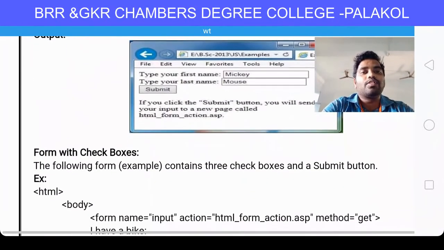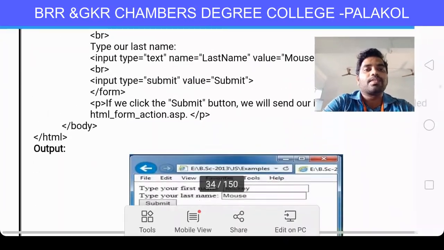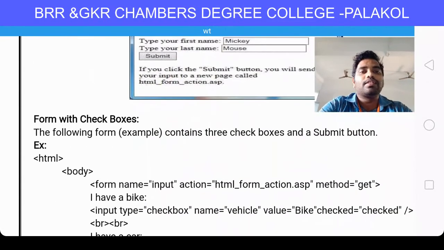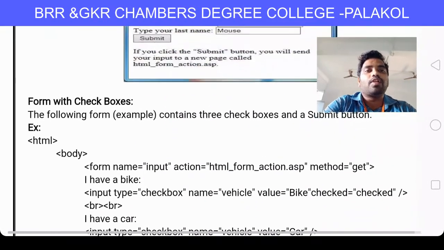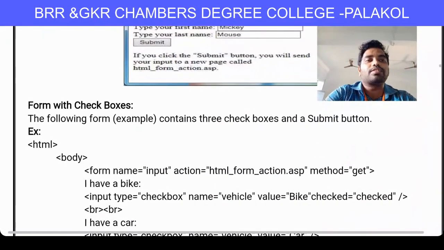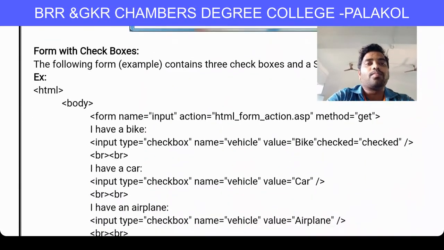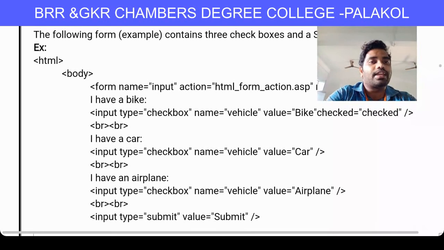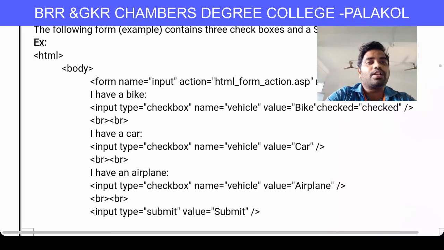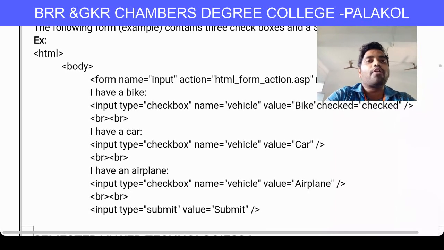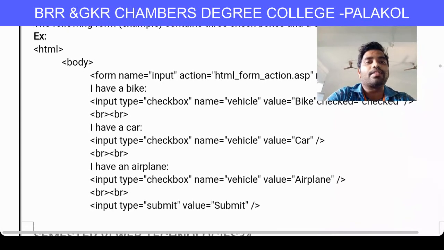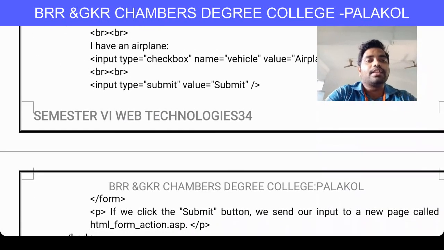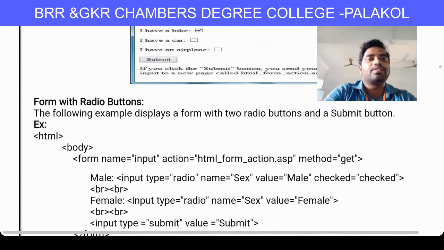Submit. Next, form with checkboxes. The following form contains three checkboxes and a submit button. Form name, input type is equal to checkbox, name of the vehicle, and input type of checkbox. I have a car, I have a bike, I have an aeroplane. Okay, three representations you are using.